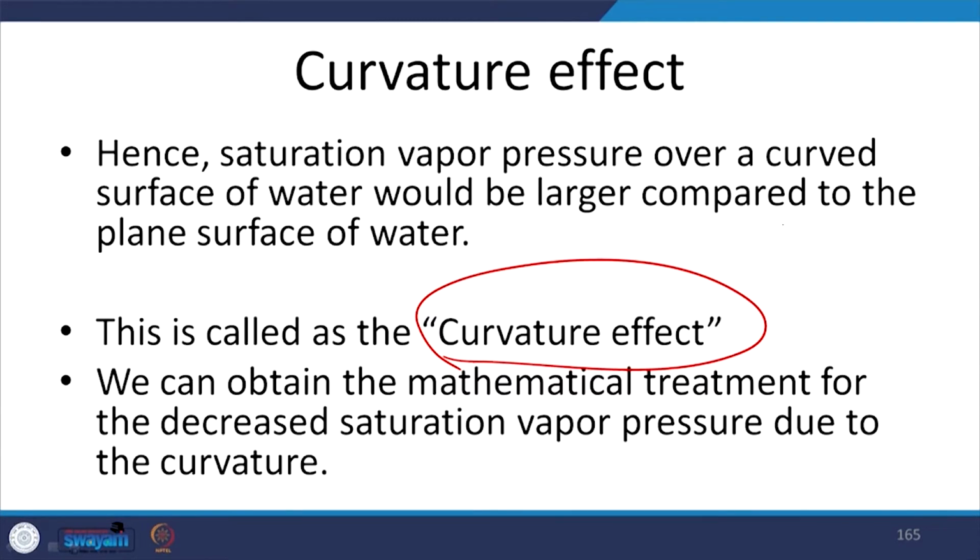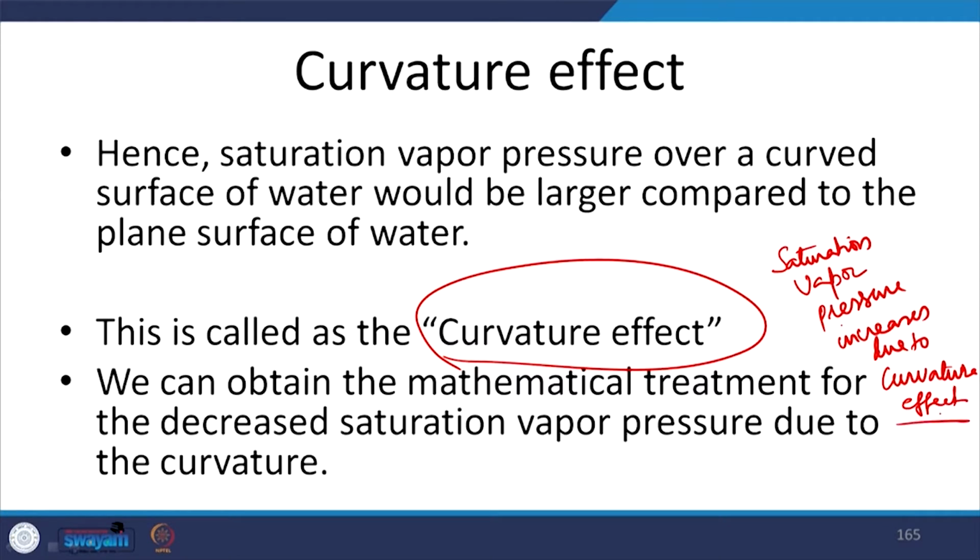So, one thing we can surely say is that saturation vapor pressure increases due to the curvature effect. Okay, this is the conclusion. Now, we can obtain a mathematical treatment for the increased saturation vapor pressure due to the curvature. Let us see how we can obtain a mathematical treatment for that.